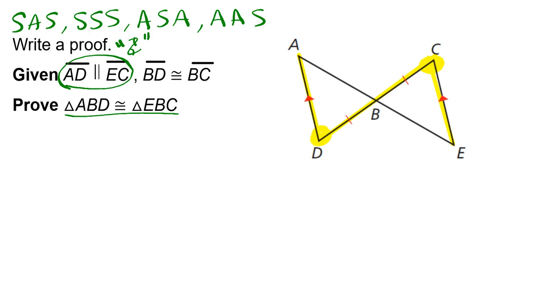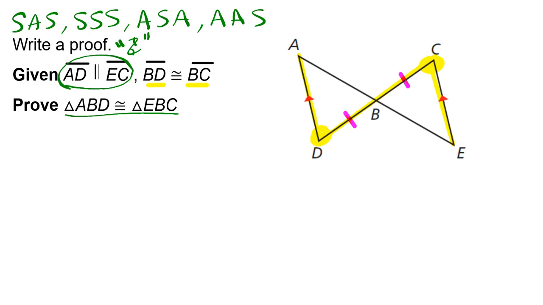They also gave us BD is congruent to BC. So they had that marked. BD is congruent to BC. So we know we've got those alternate interior angles and we've got a side. So we have an angle and a side. When I look at this, I want to look to see, can I come up with any more angles or any more sides? I'm not sure about the sides. They look congruent, but nothing is marked and they don't share a side.